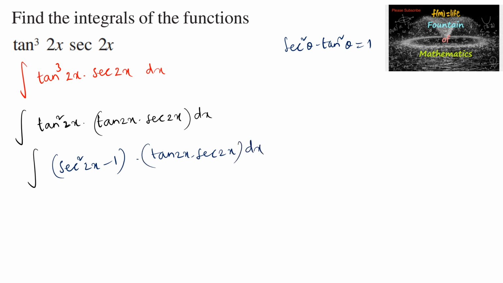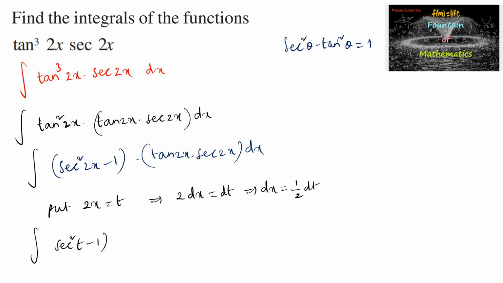Let us substitute 2x is equal to t, which implies 2 dx is equal to dt, that is dx is equal to 1 by 2 dt. So integral secant square t minus 1 into tan t into secant t, dx is 1 by 2 dt.